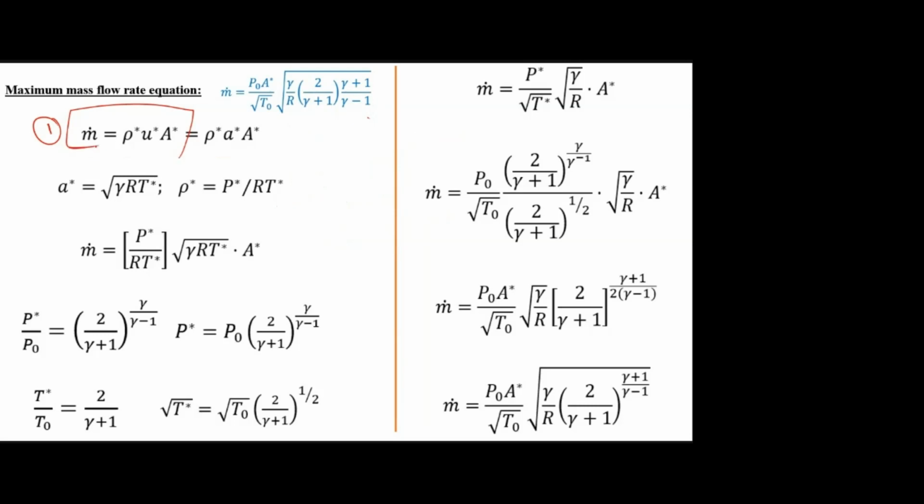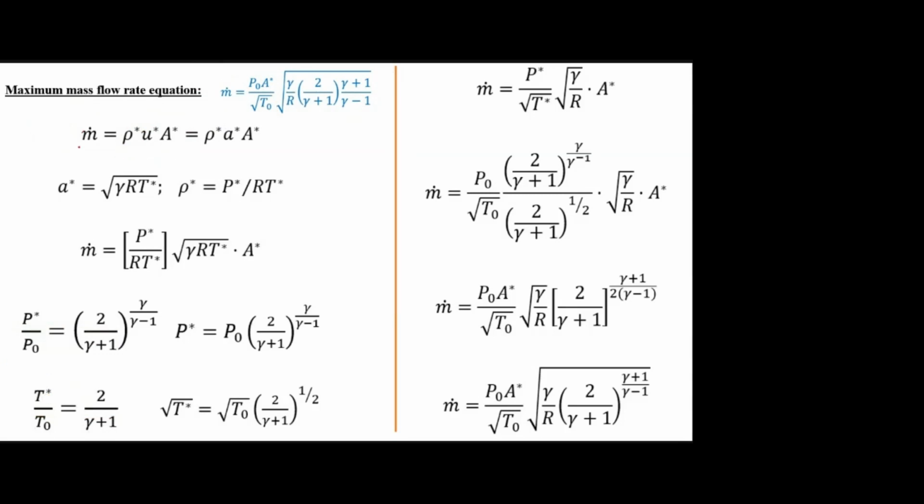So one formula is the normal rho UA. But sometimes in a problem, if you don't know density and velocity, then you can use this formula in terms of stagnation pressure, temperature, and also the throat area. So two formulas are there to find the maximum mass flow rate. Rho UA is the general formula. If density and velocity are unknown, you could go for this formula. It is also available in the gas table.